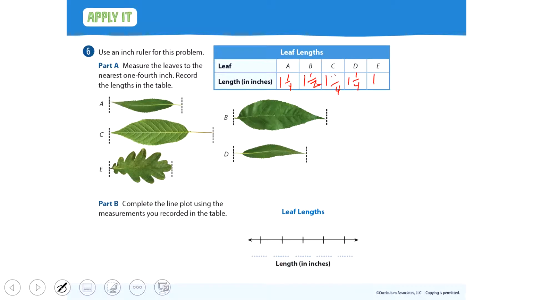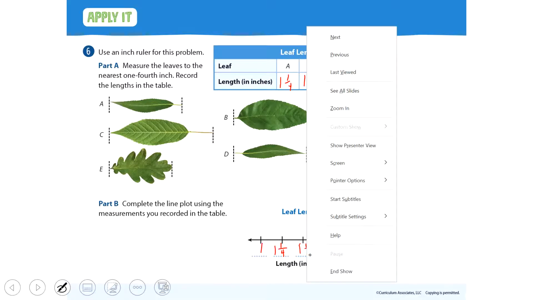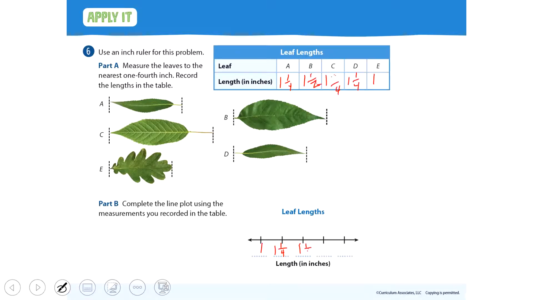So now I can put in my measurements of my leaves. I'm going to start at the lowest one, which is 1. And then I'm going to put the next one, which is 1 1/4. And then I'm going to put 1 1/2, which I'm going to make more like a Z because it has issues with it. There we go. The next one's going to be 1 3/4. Then I'm going to put 2 as my last length.